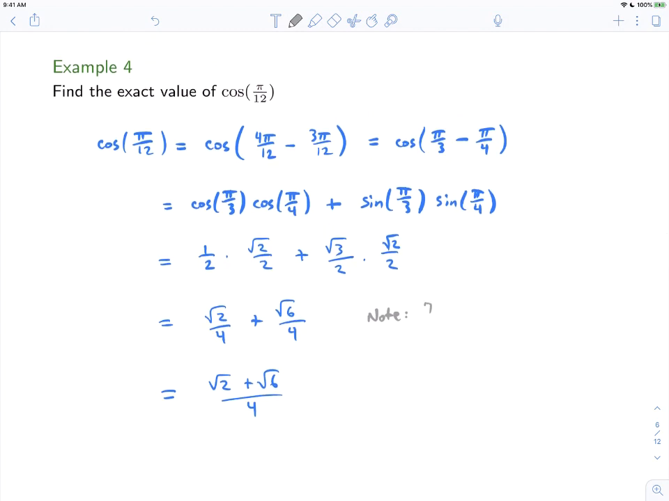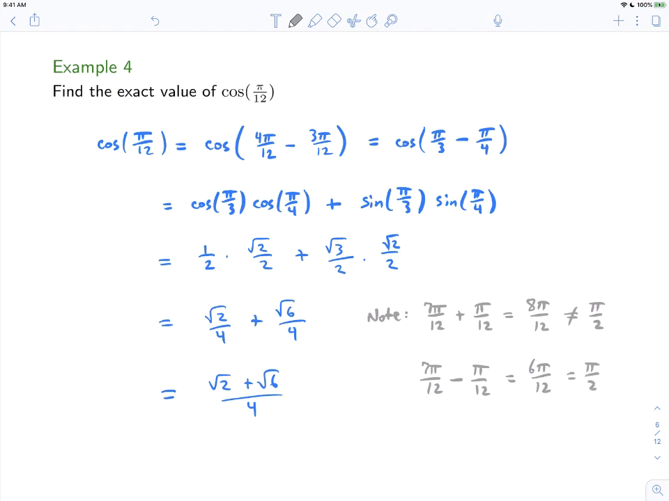So if we start with 7 pi over 12, and we add pi over 12 to that, we don't get 90 degrees, or pi over 2. This is 8 pi over 12. And that's not the same thing as pi over 2. So these aren't complementary angles. However, 7 pi over 12 minus pi over 12 is equal to 6 pi over 12, and that is pi over 2.